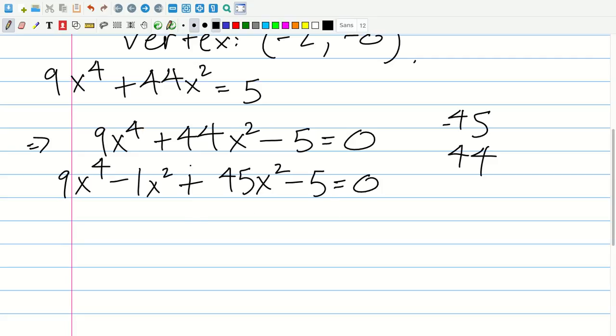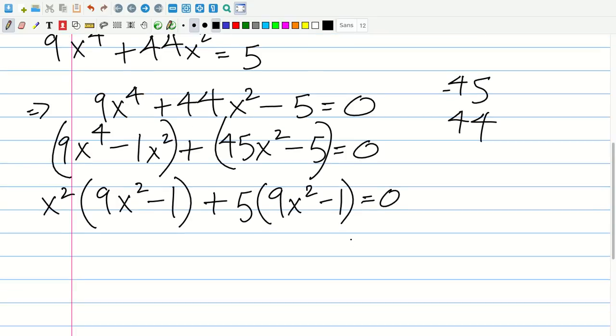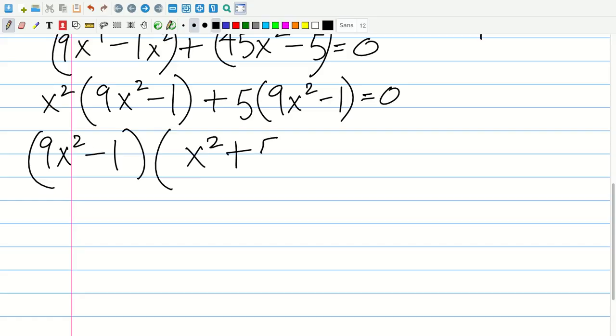Okay? So I close brackets, right? As part of the splitting of the middle term. What do I factor out here? Let's see. I factor out x squared, and I end up getting 9x squared minus 1. Okay? And here I can factor out 5, and so I get 9x squared minus 1 again. Okay? And I end up getting 9x squared minus 1 and x squared plus 5.